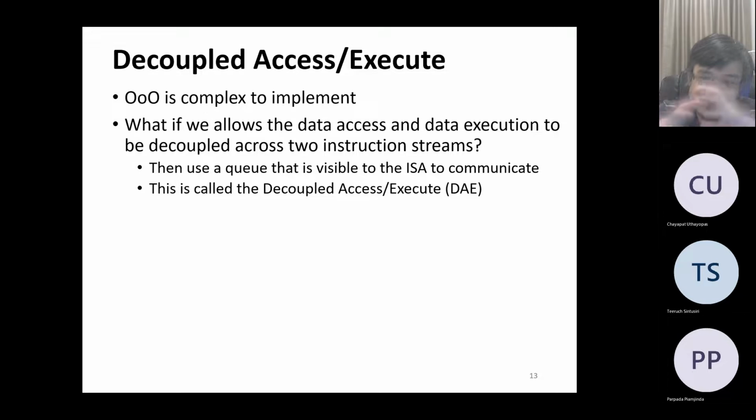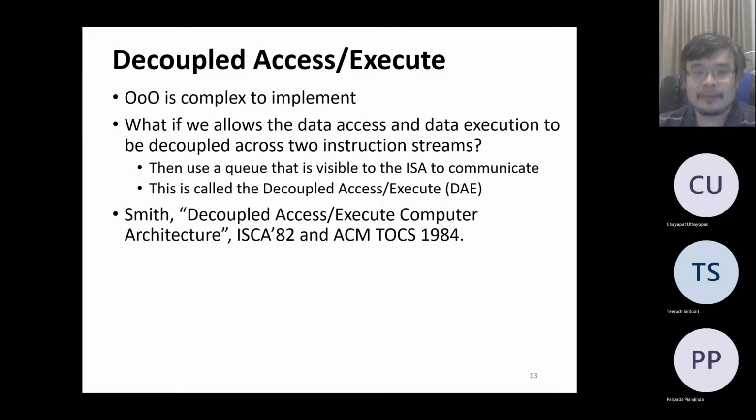Basically, the idea is I have a queue that's visible to the ISA. Now, the ISA can control this hardware queue. And then you send in instructions to access the data, and then instructions as a separate stream to compute the data you access, right? So this paper was proposed in ISCA 1982, right? And it was followed up in a journal in 1984, right? Back in the day when we still cared about journals, right?